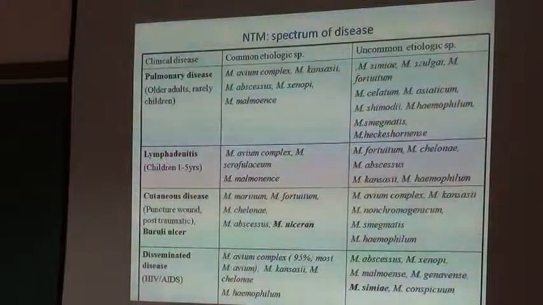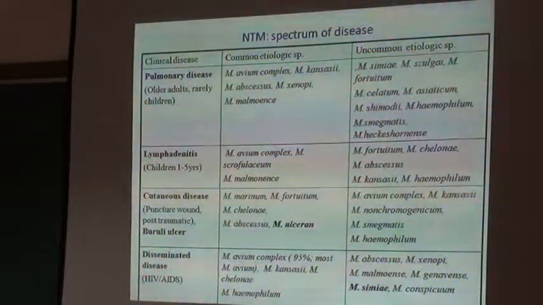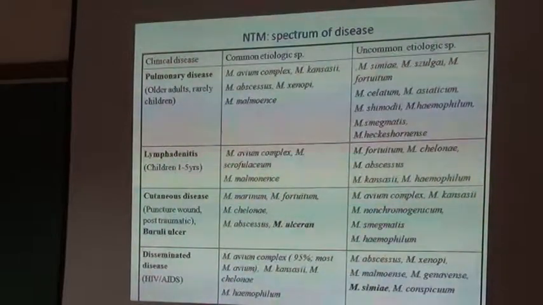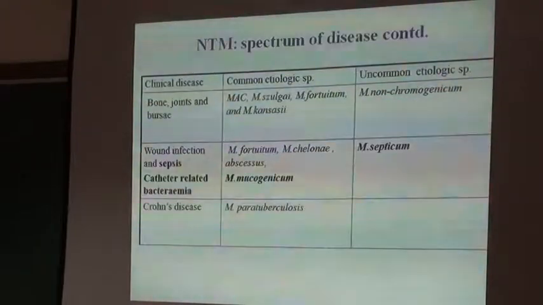Now coming to the spectrum of disease caused by NTM. NTM infection occurs in both immunocompromised and immunocompetent patients. But disseminated infection is much more common in immunocompromised patients than in immunocompetent patients. Different organ systems can be affected by non-tuberculous mycobacteria. For example, it can cause pulmonary disease, lymphadenitis, cutaneous disease, and disseminated disease in HIV or AIDS patients or other immunocompromised patients. It can also cause infection of bone, joints, etc. It also causes wound infection, sepsis, and catheter-related bacteremia.